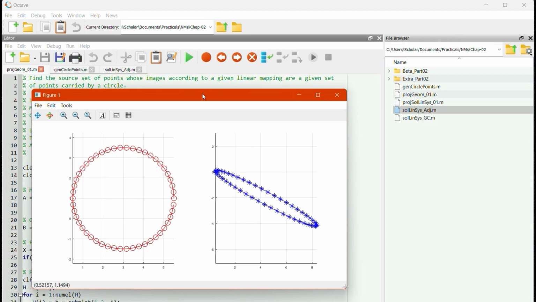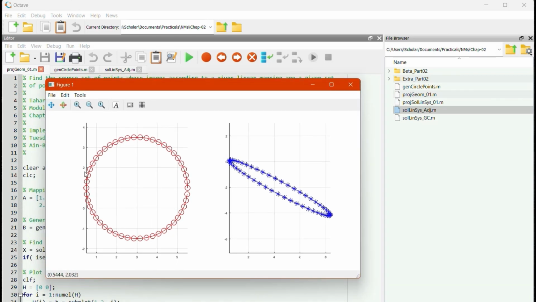So we have here the figure. This is the circle, the input: all the points generated on the given circle. The center is (3, 1), and the radius is 2.5. These points are the images of this one. So our source shape is an ellipse. All these points are mapped to a circle.